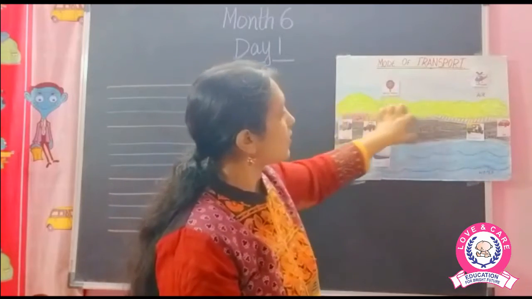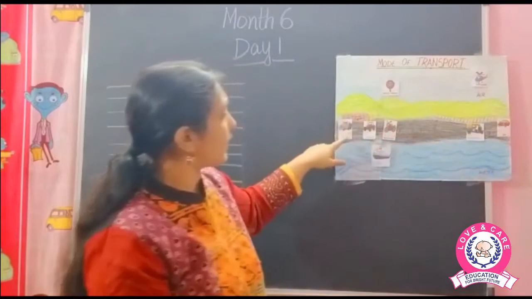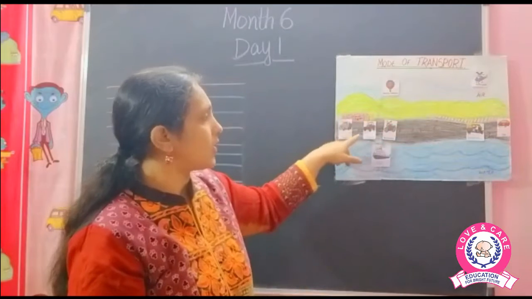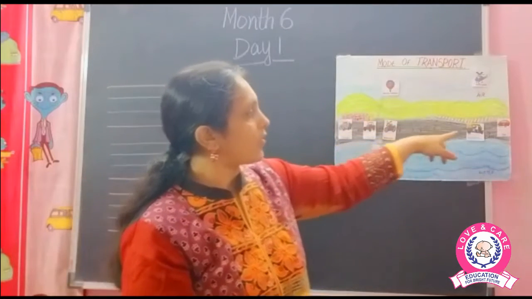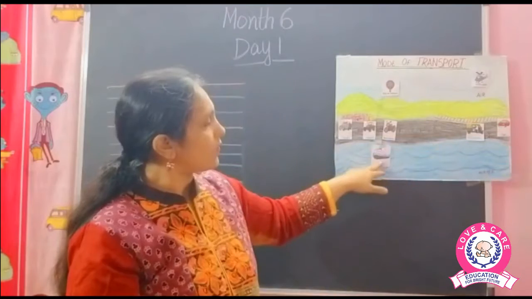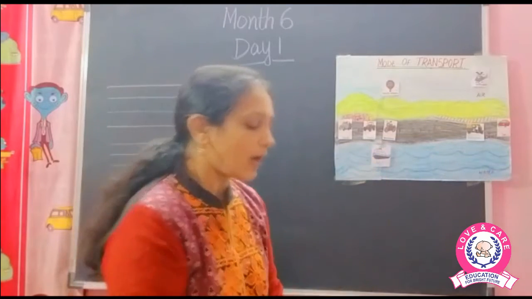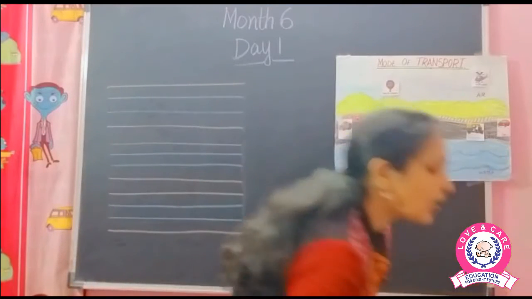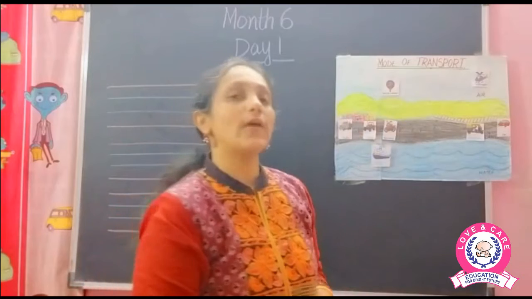Now this is a road. रोड पे हमें क्या दिखता है? We see the truck, tractor, motorbike, auto rickshaw, car. And in the water, what can we see? The ship. Now I do have some other pictures. So children, you would help me.